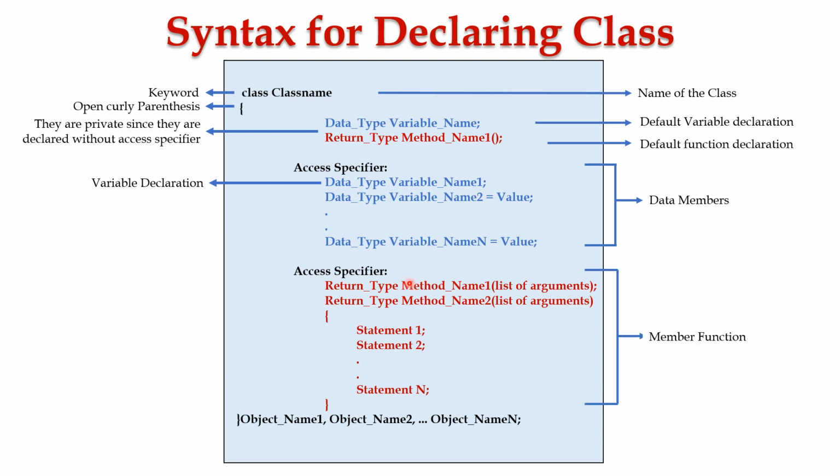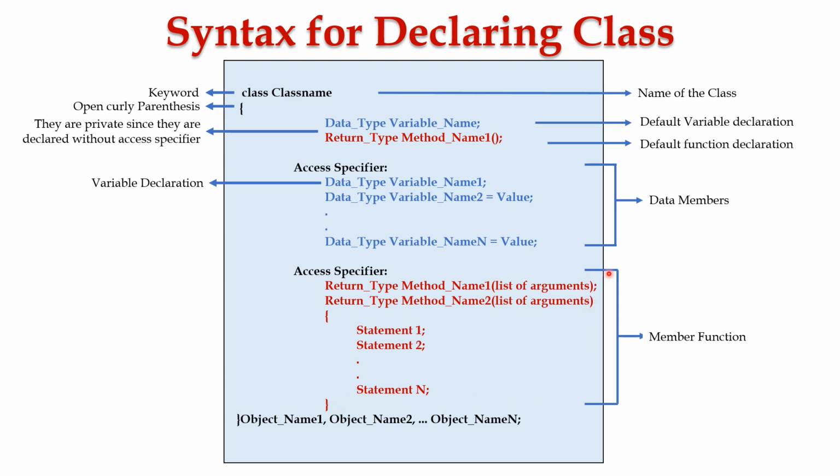Next, the access specifiers for member function. Return type, method name 1, with list of arguments, ended with semicolon. So this is function declaration part. We don't have definition here for this function. Next, return type, method name 2, list of arguments, followed by opening curly parenthesis, and it has statement 1, statement 2 up to statement n. So the statements are function definition, ended with curly parenthesis.